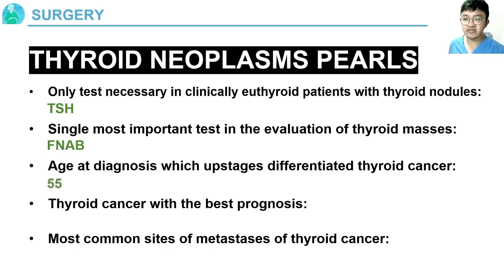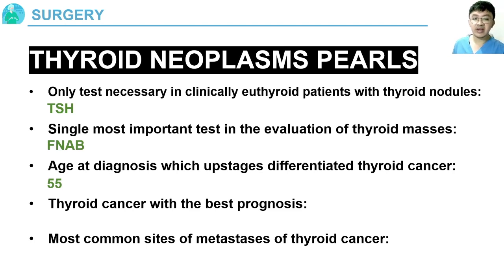Next, age of diagnosis, which stages the differentiated thyroid cancer. This is 55. Before it was 45, but they improved prognosis by 55. So the staging is actually dependent on the age of the patient. If you have metastasis, but the patient is age 55 or less, that's still at least a stage 2. However, if the patient is more than 55 years of age, then it's already a stage 4.